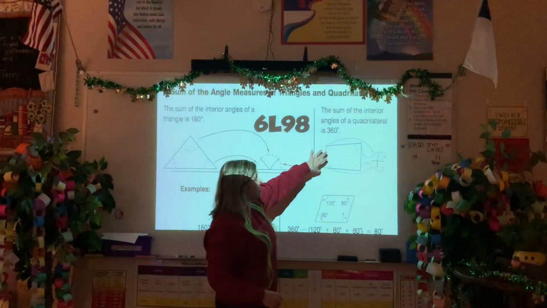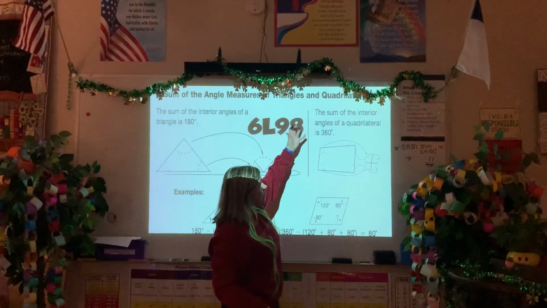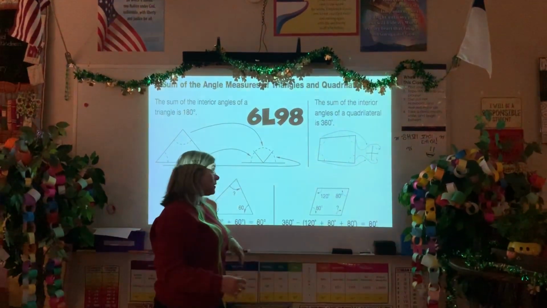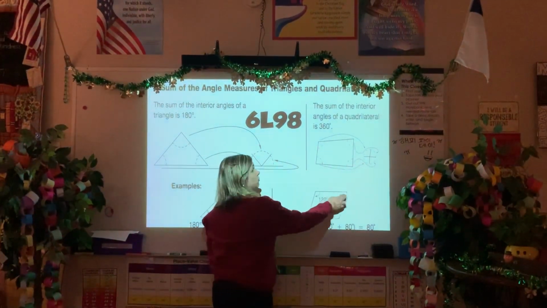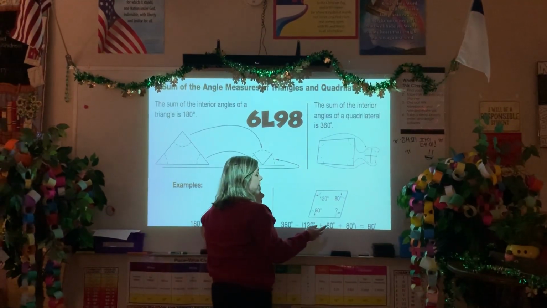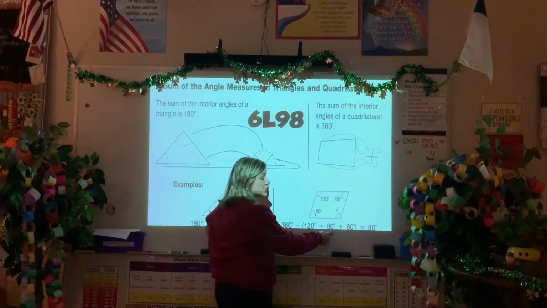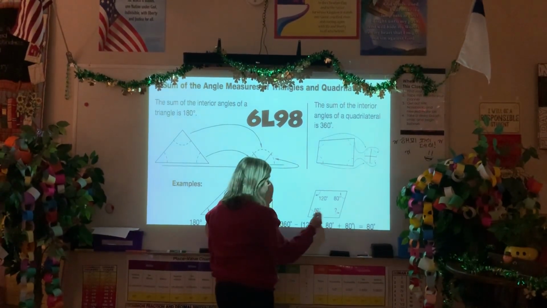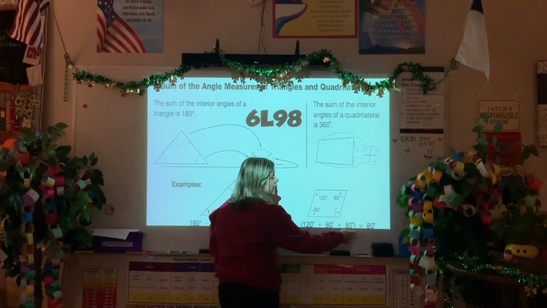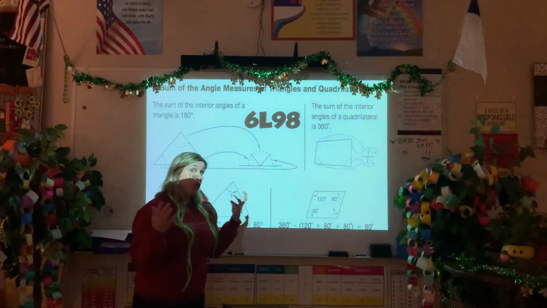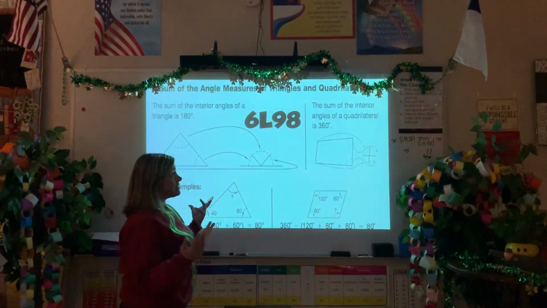And then, like I said, the sum of the interior angles of all quadrilaterals is 360 degrees, so if they give you 3 of the 4 angles, you would put those in parentheses, add them up. 120 plus 80 is 200, plus another 80 is 280, so 360 minus 280 is 80 degrees. So again, the whole point of this lesson is to find those missing angles.